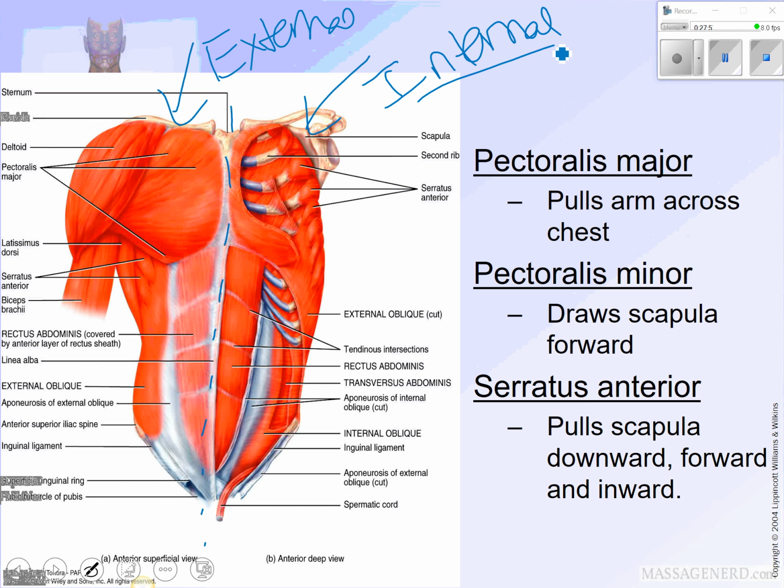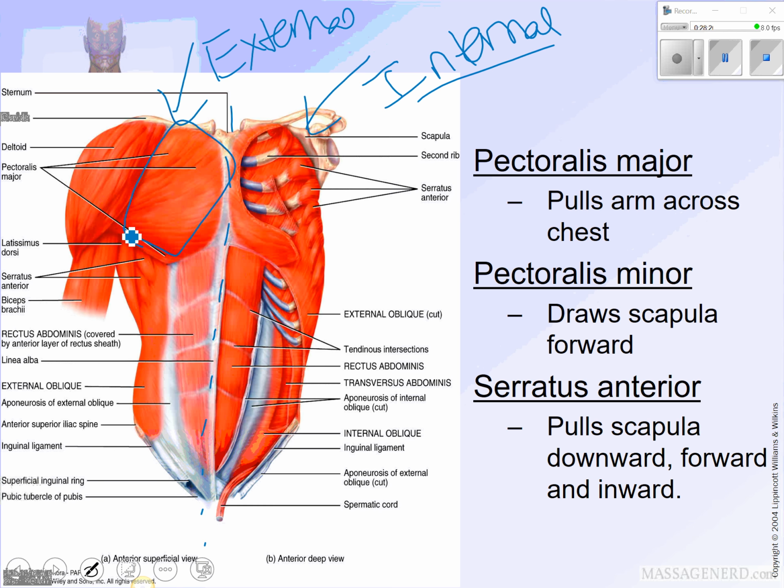So your pectoralis major is shown on this side. That's your chest muscle. It pulls the arm across the chest. The origin of it attaches to the clavicle, the sternum, and costal cartilages. The insertion is in the humerus, because that's how it pulls the arm across the chest.